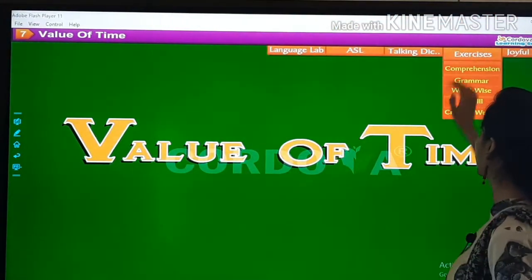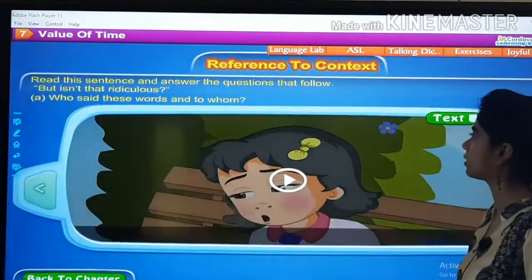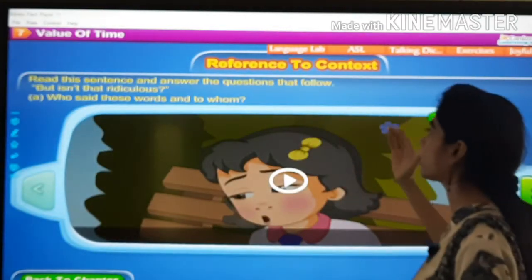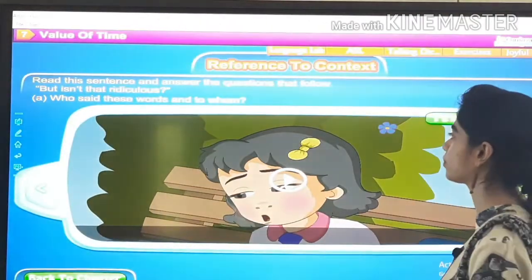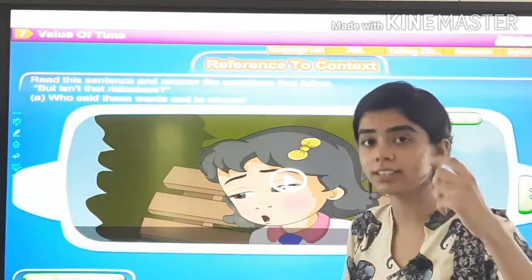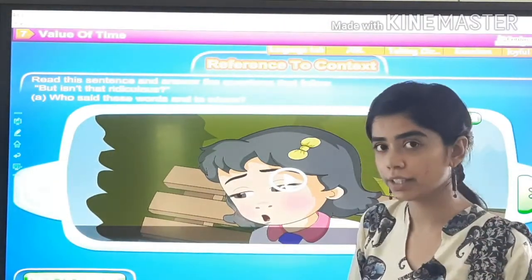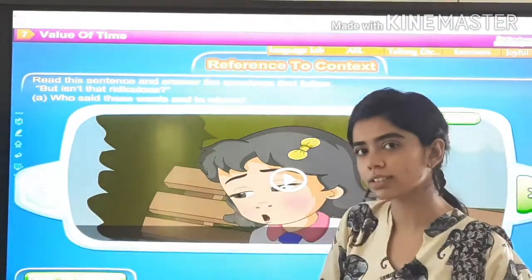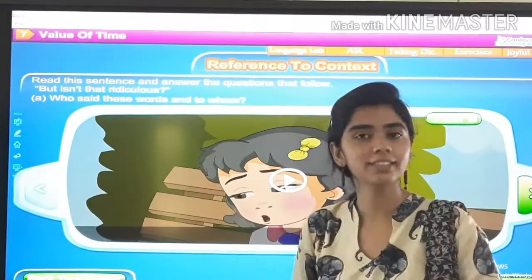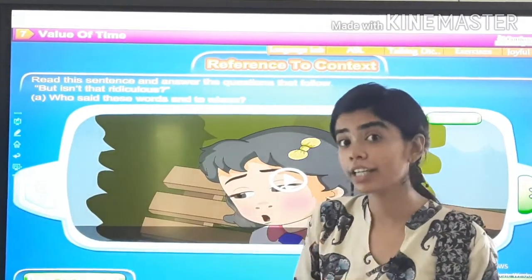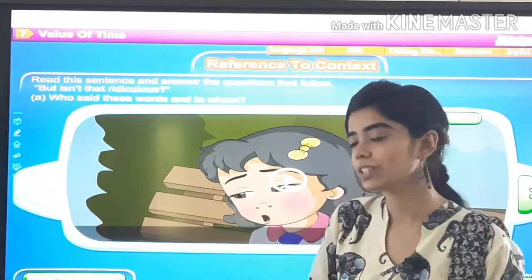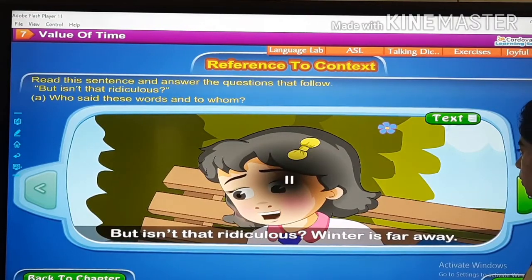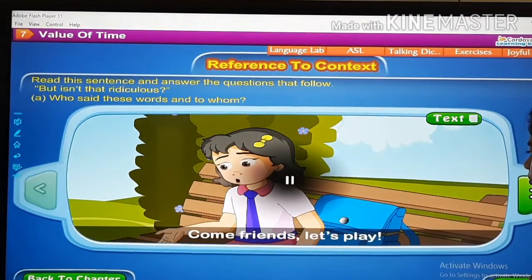Next one is reference to context. Read this sentence and answer the questions that follow. Now, we have to read the sentence and say who said these words and to whom. "But isn't that ridiculous?" Now, ye sentence kisne bola and kisko bola, that we have to see. Let's see the hints. "Isn't that ridiculous? Winter is far away. Come friends, let's play."